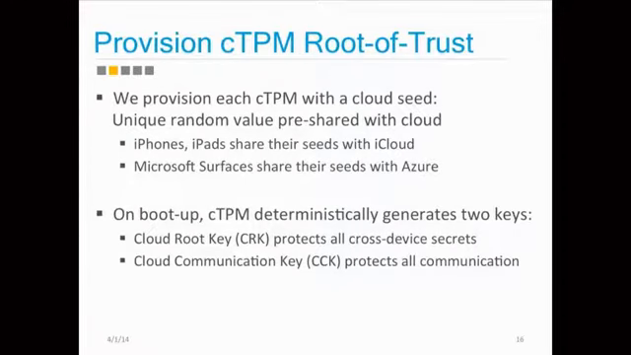First, the additional pre-shared root keys with the cloud are cTPM's root of trust. cTPM generates these root keys using a random seed pre-shared with the cloud. You can imagine that in the future, iPhone and iPad can share a random seed with iCloud, and Microsoft Surfaces can share a random seed with Microsoft Azure. And with this random seed on each boot up, cTPM can specifically generate 2 root keys.